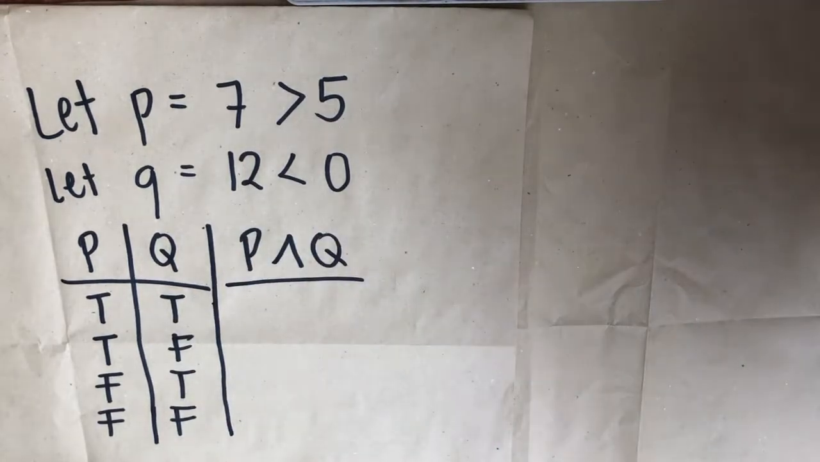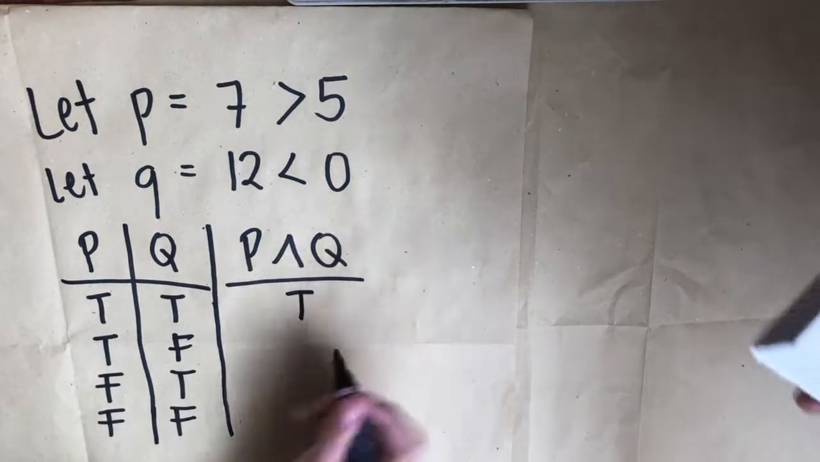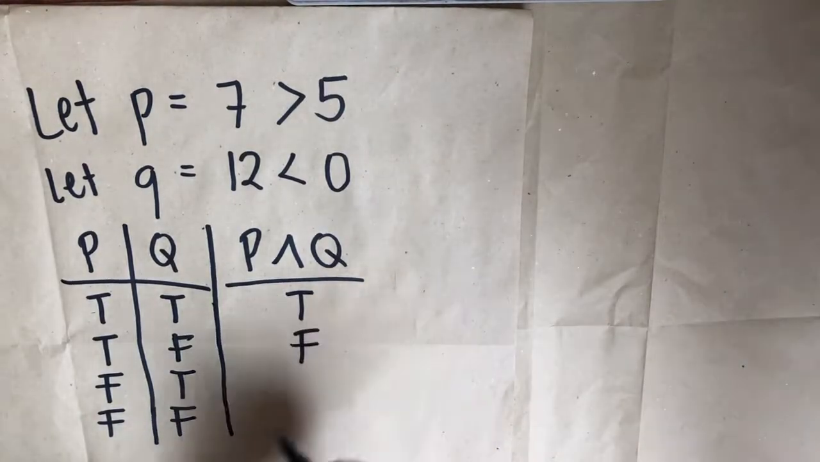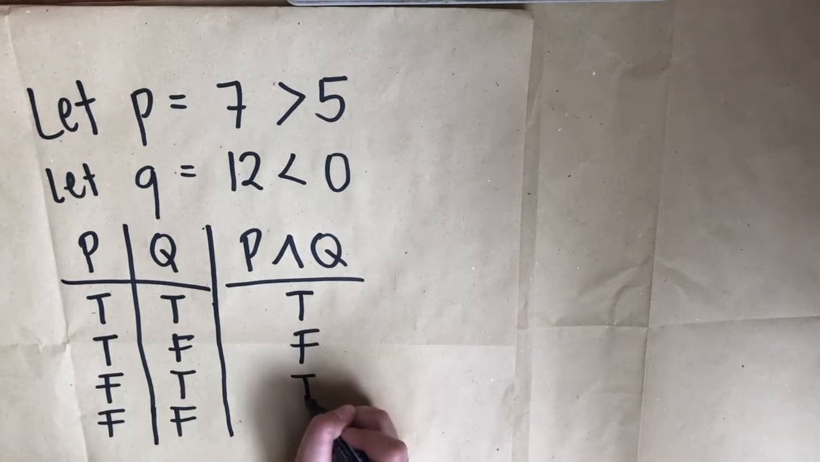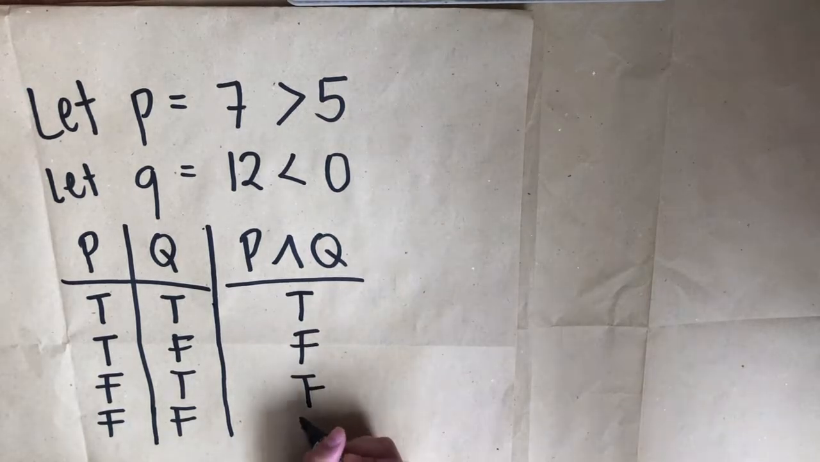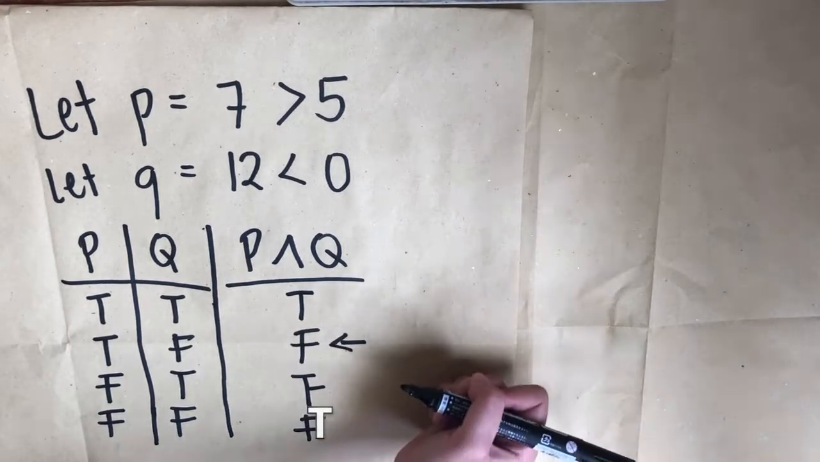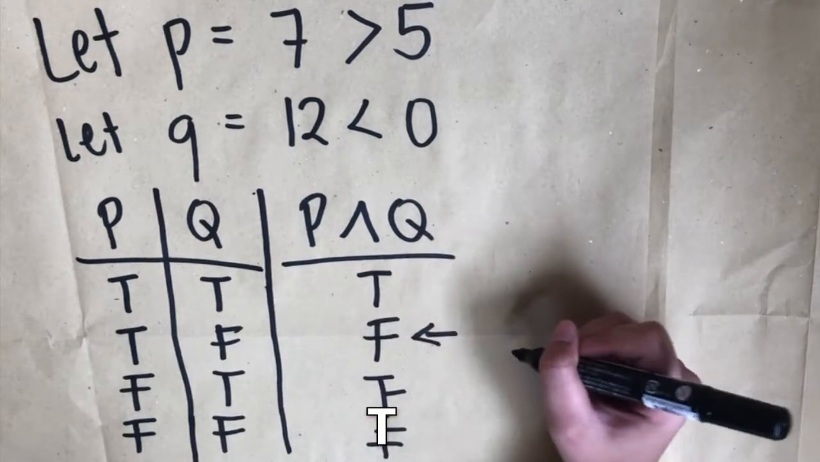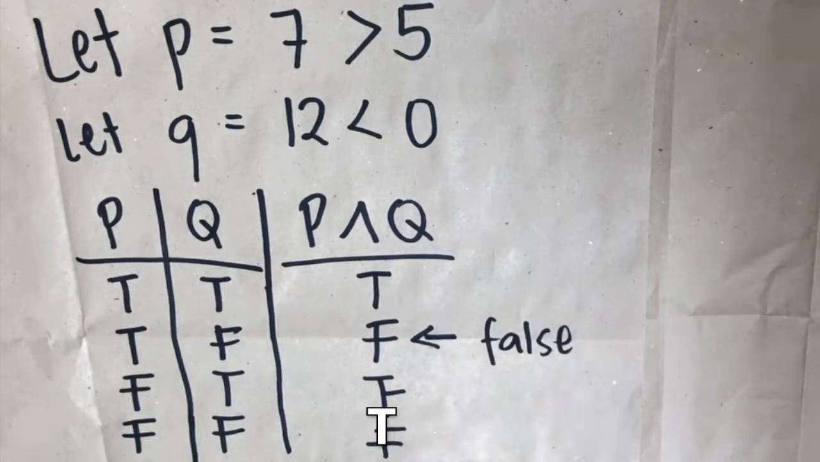So both of our statements are true, therefore it is true. We have P as true and our Q is false, therefore it is false. We have false and true, therefore it is false. And both statements are false, therefore it is false. Following the rules of conjunction, since we know our P statement is true and our Q statement is false, our truth value will be false.